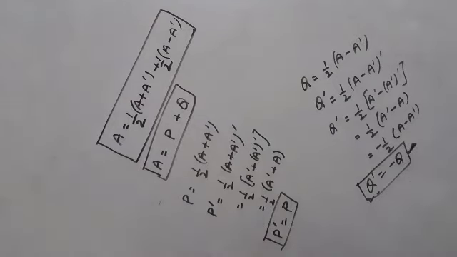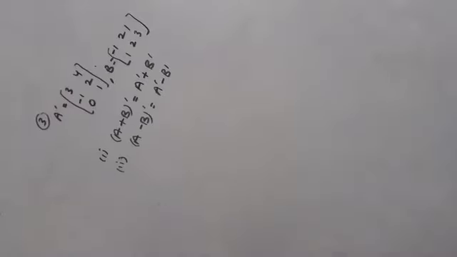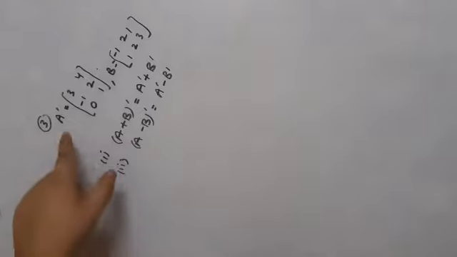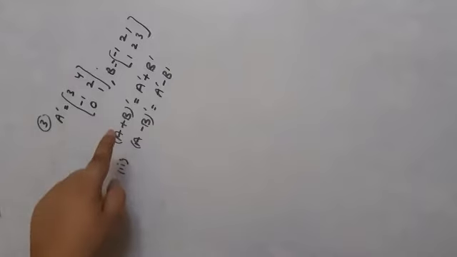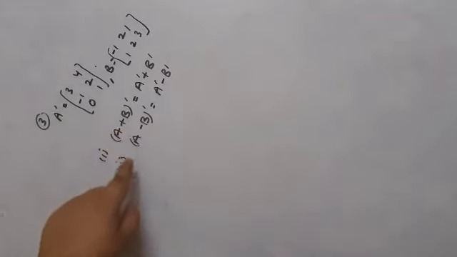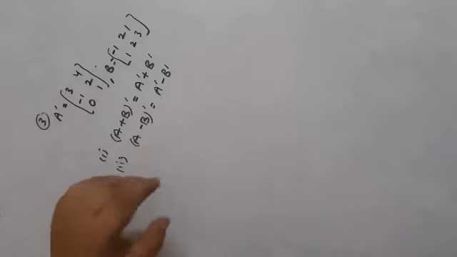Okay students, now open exercise 3.3, page number 88. Questions number 1, 2 and 4 are your homework, and I am solving question number 3. In question number 3, we are given A transpose and B, and we have to verify the first part, A plus B whole transpose equals A transpose plus B transpose, and the second part, A minus B whole transpose equals A transpose minus B transpose.